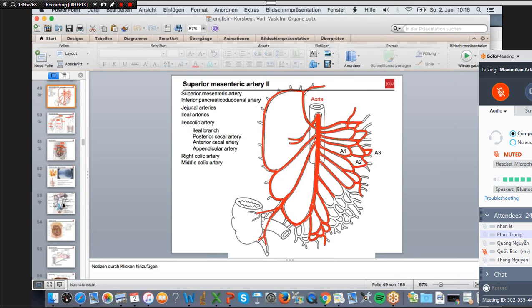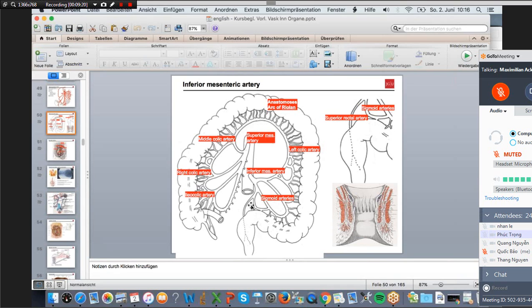The second one is that I mentioned, for sure, also the inferior mesenteric artery, which supplies the left colic artery and the sigmoid artery.